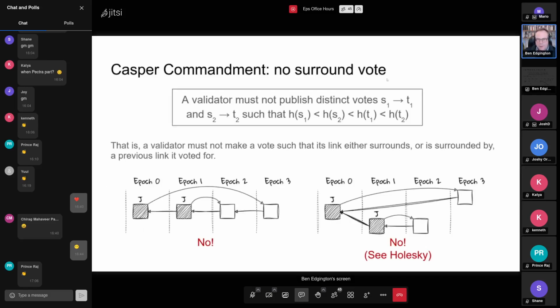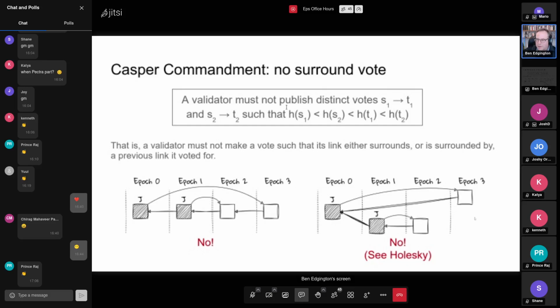And the other commandment is no surround vote. So that's technically the statement at the top. But a surround vote's easy to see. If my source and target vote surrounds another vote that I have made, or is surrounded by another vote that I've made, then that's also against the commandments. That's also forbidden. So on a linear chain, it looks like the diagram on the left.